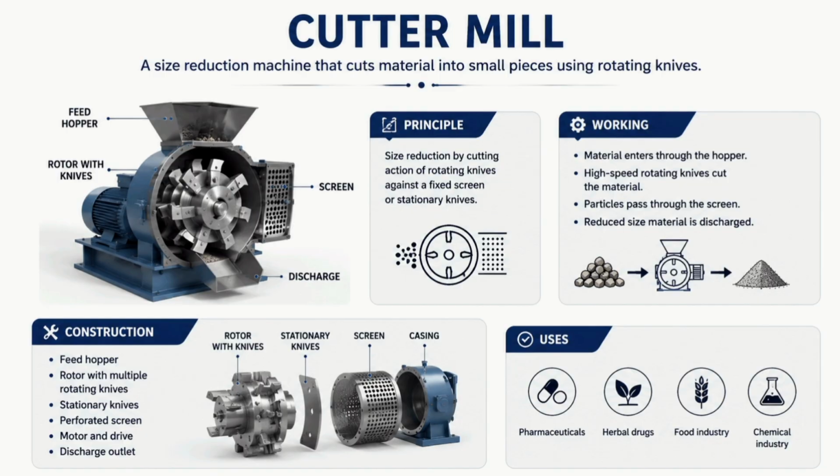What is the principle involved in the cutter mill? The cutting mill works on the principle of cutting. The sharp blades cut the material into small pieces. Let us see the construction. The machine contains a horizontal rotor. Several sharp knives are attached to it and stationary knives are also present. A feeding hopper and a discharge screen are provided. The chamber is completely enclosed.